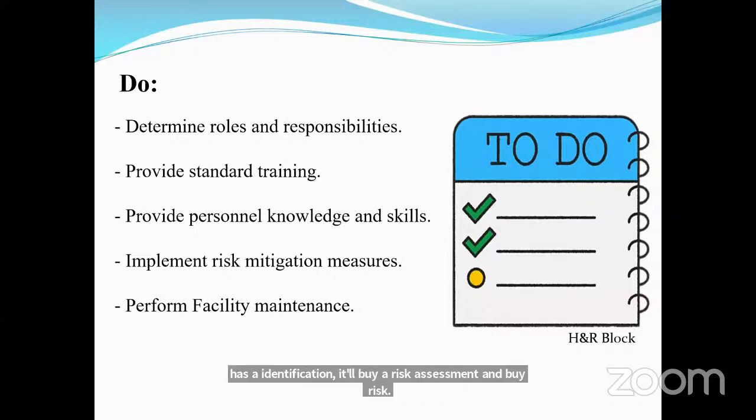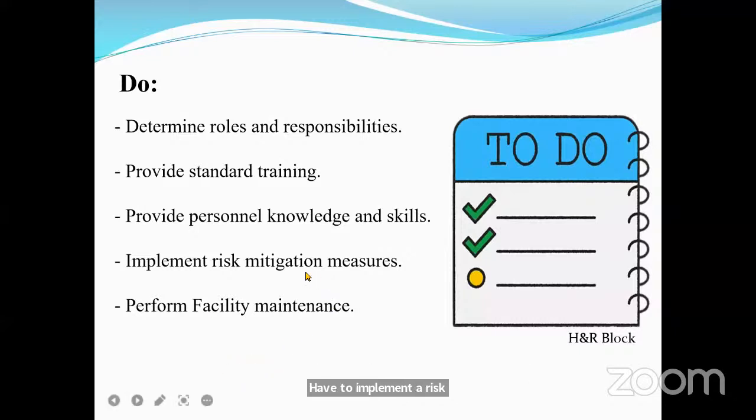Implement the risk mitigation measures, perform facility maintenance, facility design, safety equipment, emergency response, and contingency plan. This is highly important, especially in health care organizations. Occupational health program: this is totally neglected in most organizations. Waste management, record documents, and data control.